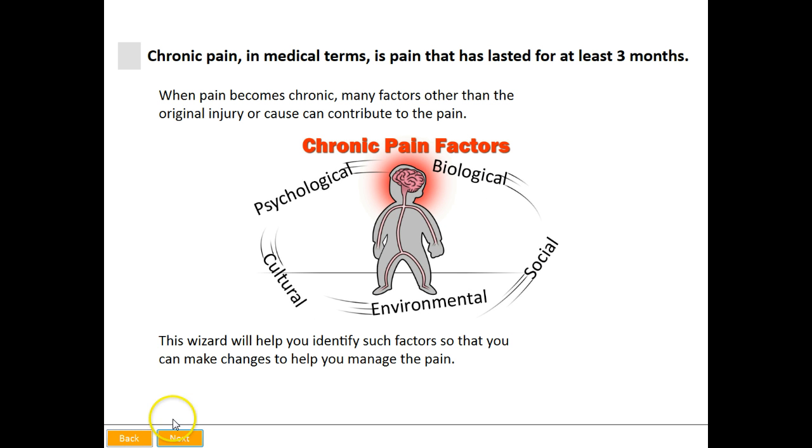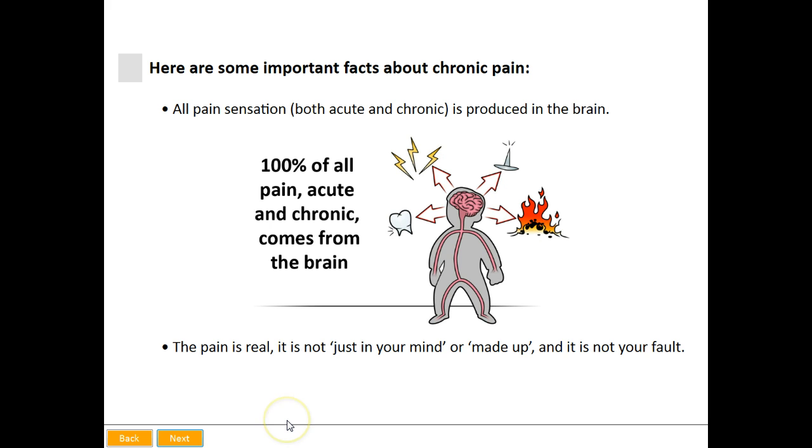So, first of all, there are a number of educational screens. The first one explains that chronic pain definition is that it must be pain lasting for at least 3 months. And then it basically explains that there are a number of factors in chronic pain, such as psychological, biological, social, environmental, and cultural, which influence chronic pain. And we are going to try and identify those today.